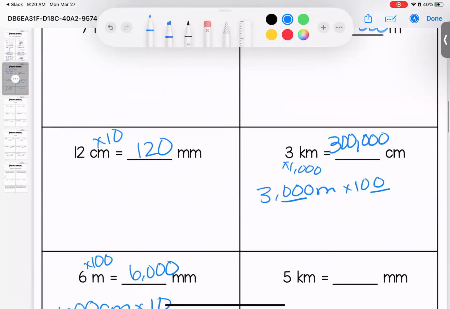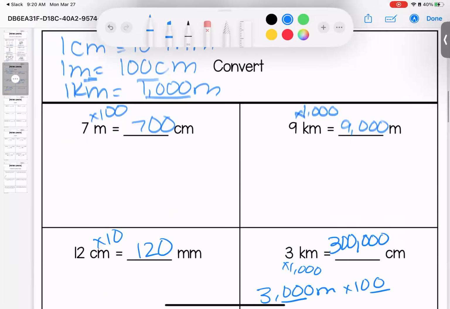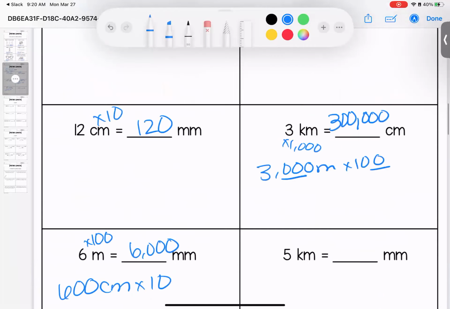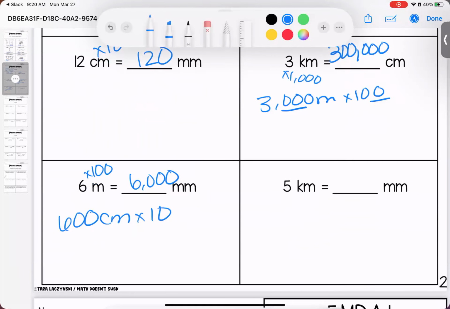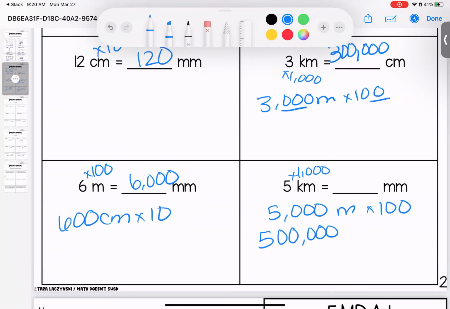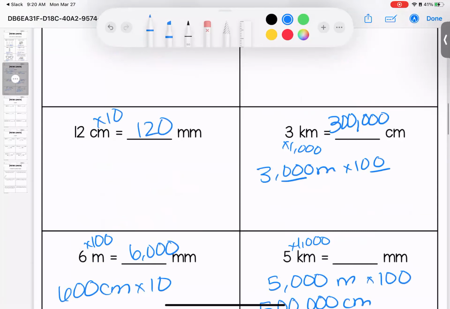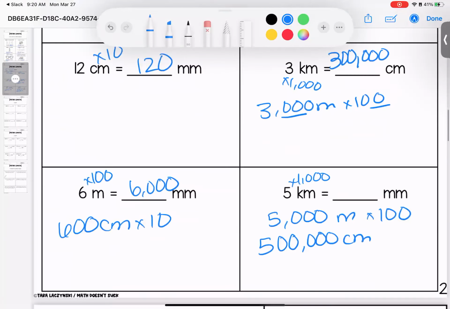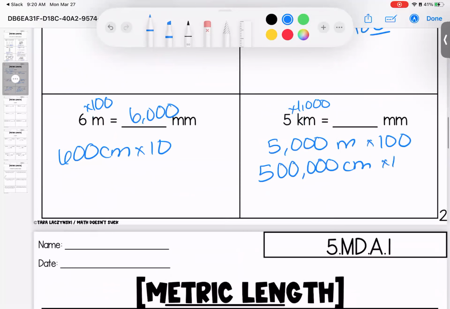And then kilometers to millimeters, big jump: times 1,000, times 100, times 10. So I'm going to start with times 1,000. That gives me 5,000 meters. Times 100 gives me 500,000 centimeters. And then last one, times 10. So add another zero, gives me 5 million millimeters.